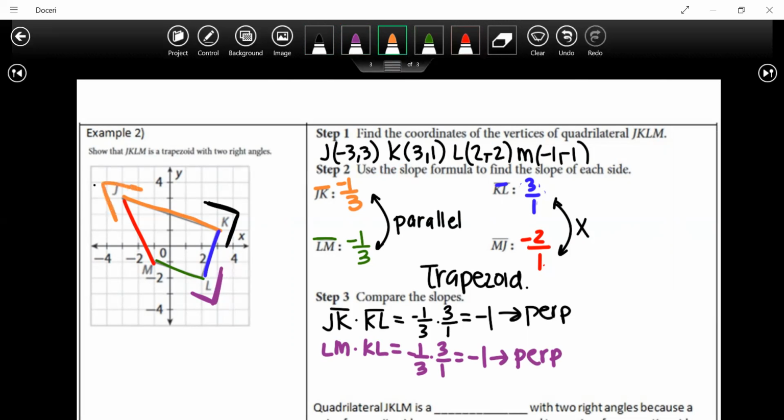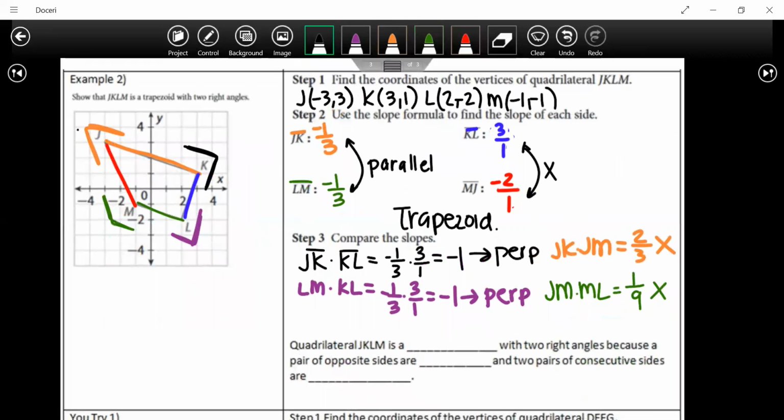I'm going to add in these other two for you guys. If I had to do the other two, JK to JM, if we do those two products, that's going to give me this. Does that mean it's perpendicular? 2/3? No. Has to be -1. Not 1, but -1. Okay? The bottom one as well, JM times ML, I believe that's going to give us 1/9.